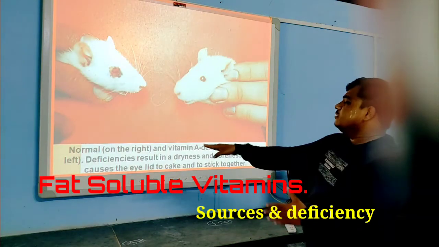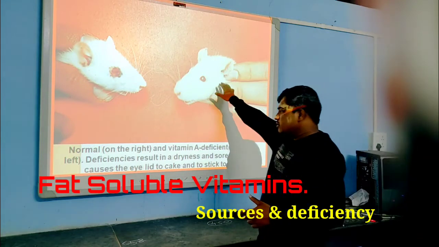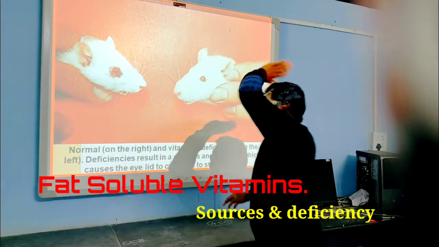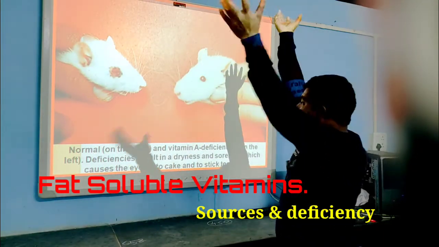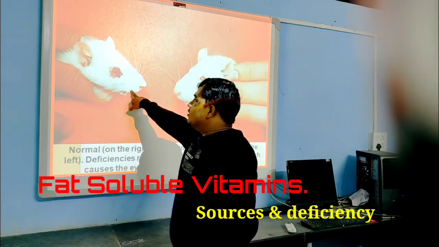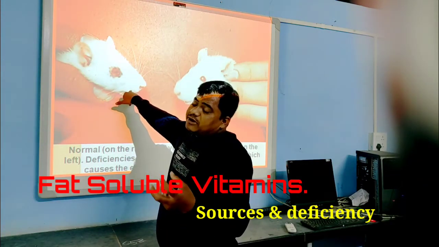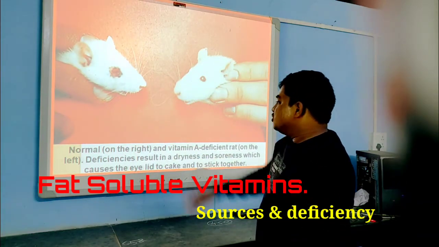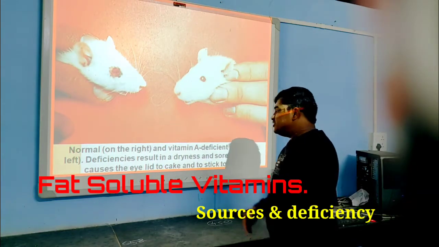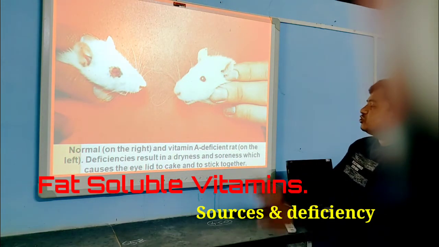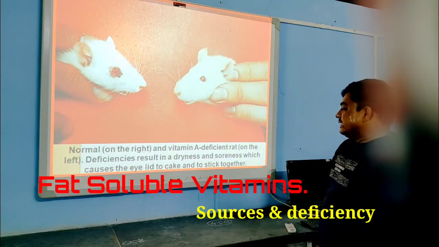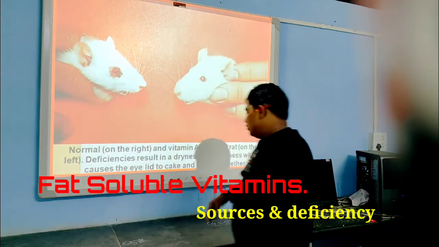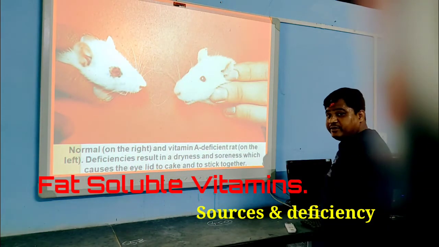Again, see here the normal on the right side, and the vitamin A deficient rat on the left side. These are two albino rats, this is the normal one, and the other albino rat does not have that vitamin in its diet. The deficient rat is on the left. Deficiency results in dryness and soreness, which causes the eyelid to cake and stick together. You can see here the actual effect on the albino rat because of the deficiency of vitamin A.